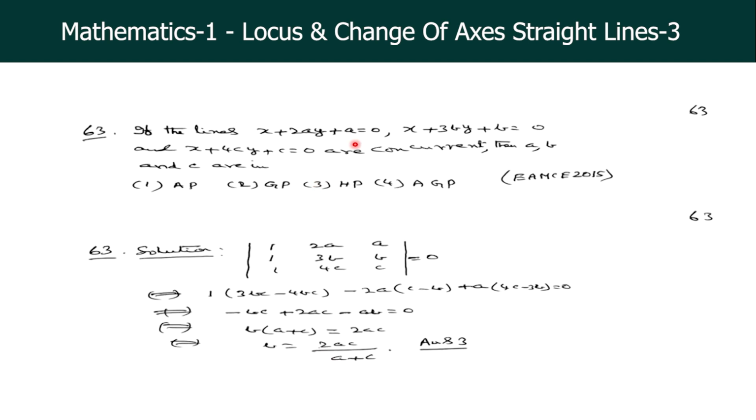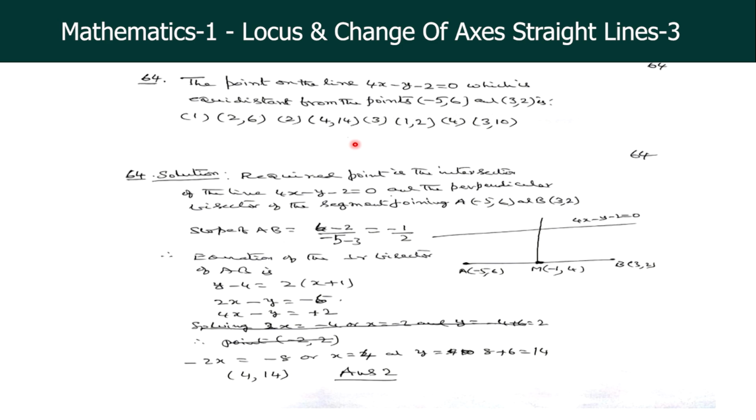64. The point on the line 4x - y - 2 = 0, which is equidistant from the points (-5, 6) and (3, 2) is: 1) (2, 6), 2) (4, 14), 3) (1, 2), 4) (3, 10). And see, if P(x1, y1) is any point which is equidistant from (-5, 6) and (3, 2), then you can use PA = PB.